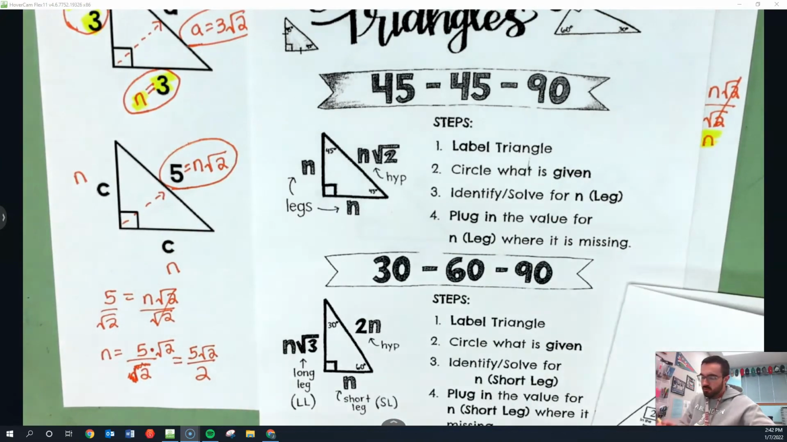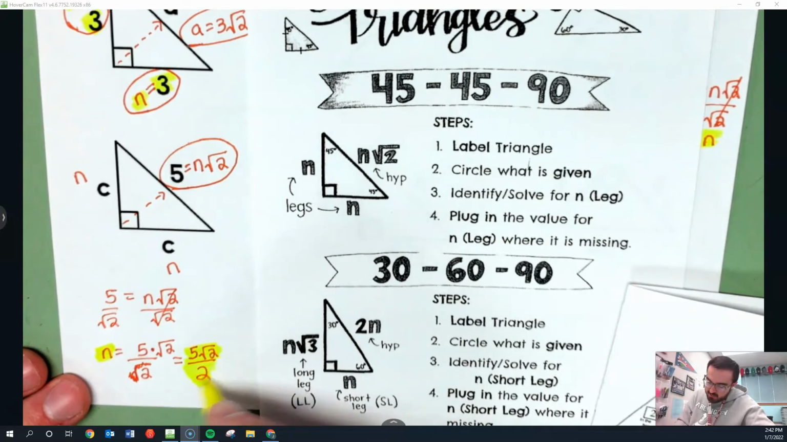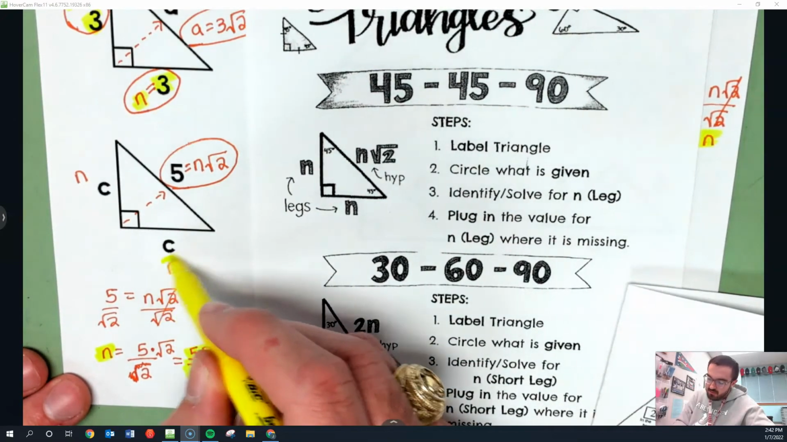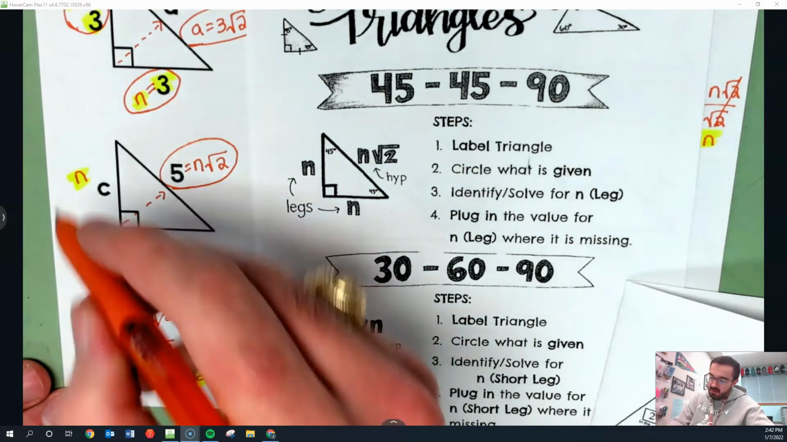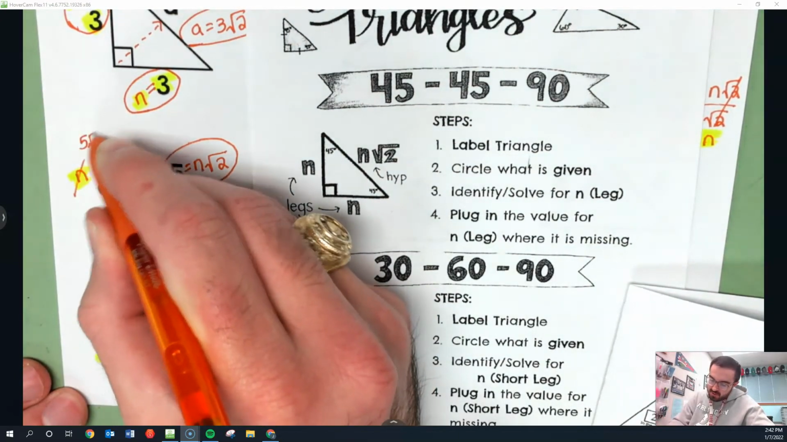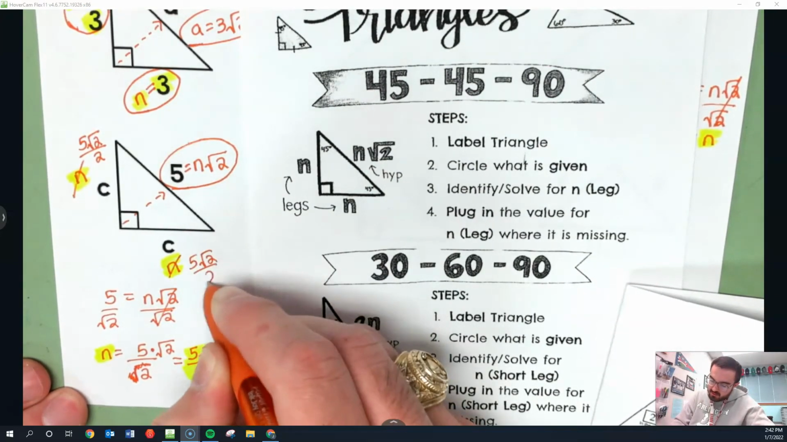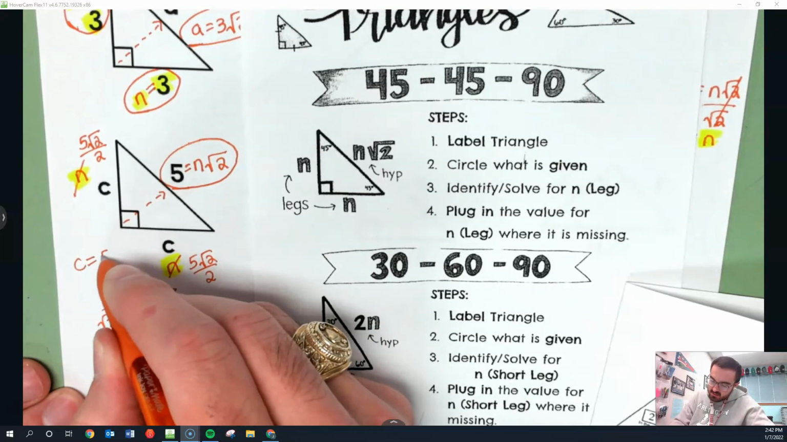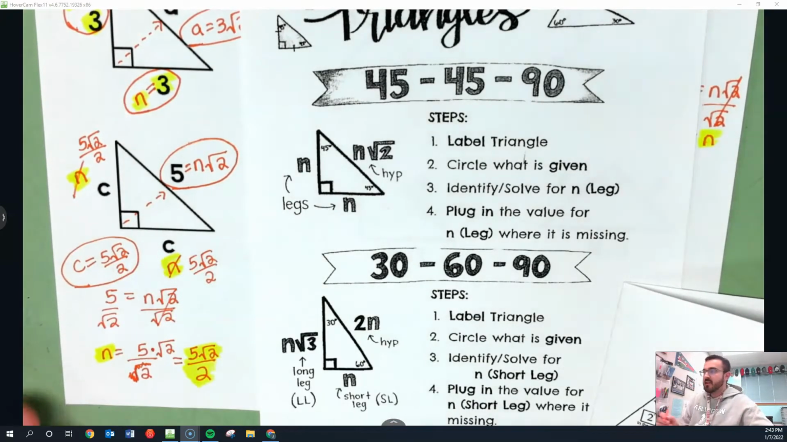Okay, so wherever I see the letter n, I can now replace it with 5 root 2 over 2. So that means that C in both cases is equal to 5 root 2 over 2. See how that one got a little bit complicated, right?